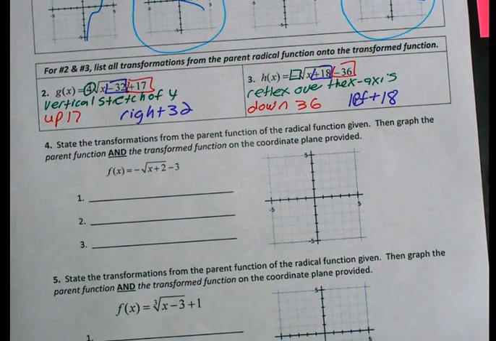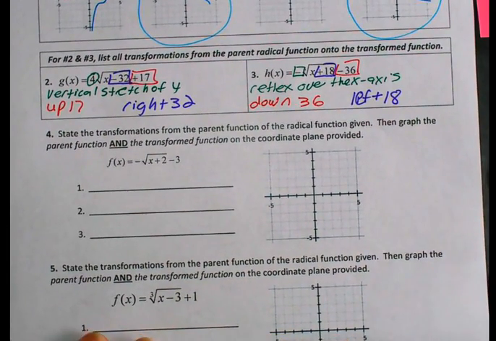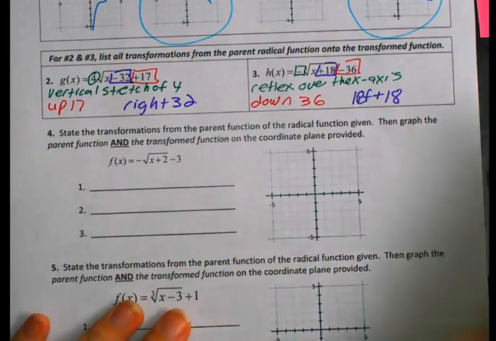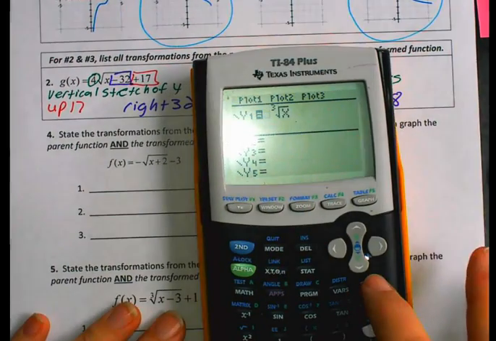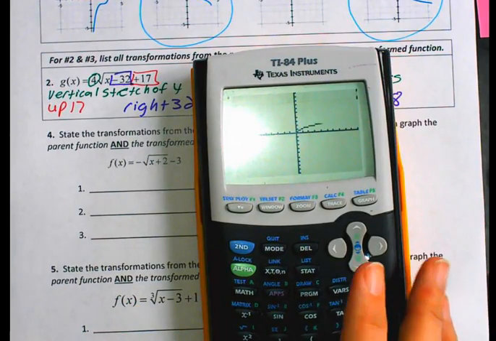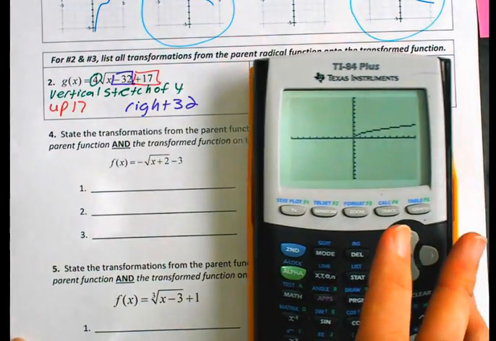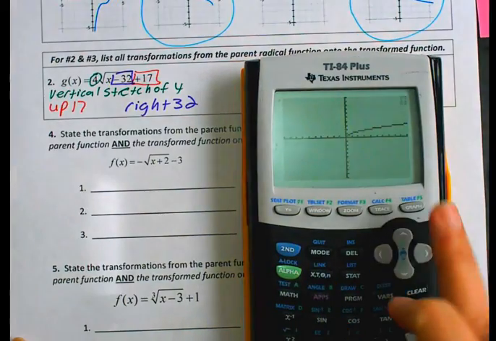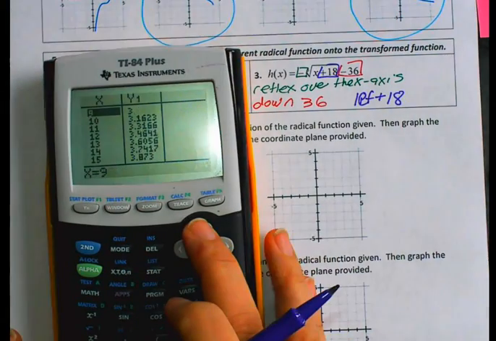State the transformation from the parent function of the radical function given. Then graph the parent function and the transformed function on the coordinate plane provided. Okay, so let's first remember our parent function. This is going to be square root, so our parent function for the square root looks like this. All right, and you can actually go into the table and we could get some points to plot here.